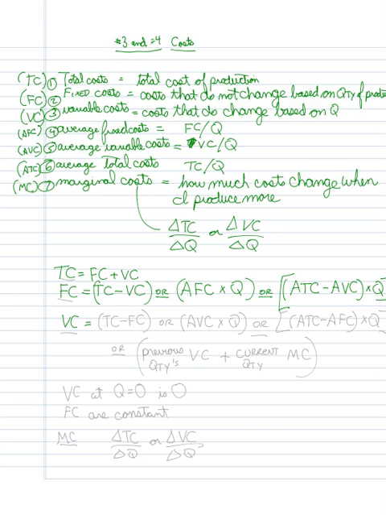But then my variable costs, well, they could equal my total costs minus my fixed costs, or it could be my average variable cost times my quantity, or it could be my average total cost minus my average fixed costs times my quantity, or it could be the previous quantity's variable cost plus the current quantity's marginal cost.